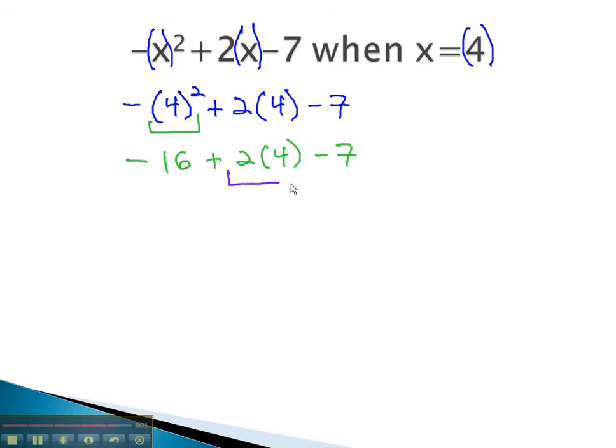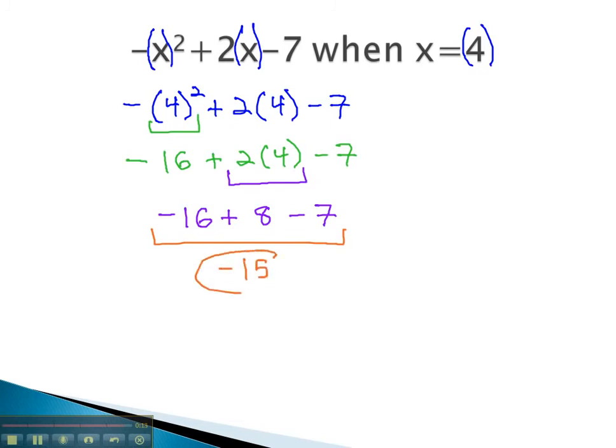Multiplying would be our next step, giving us -16 plus 8 minus 7. Finally, order of operations allows us to do the addition and subtraction. -16 plus 8 minus 7 is -15. By taking the known value and plugging it in for our variables, we can evaluate these polynomials at a given value.